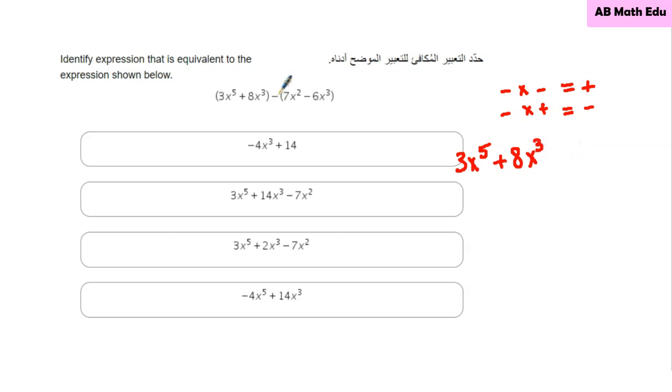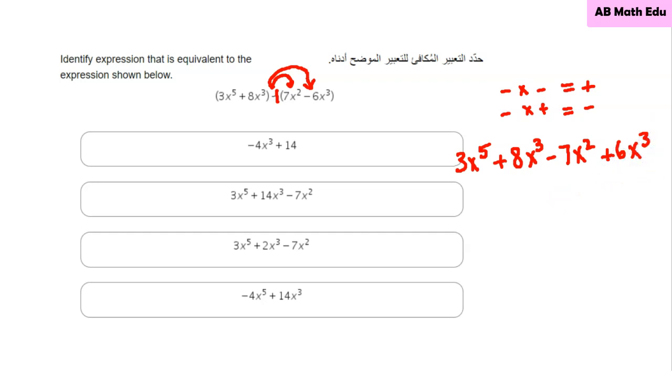And here is minus. If we are looking at it individually, we say negative. So there's negative 1 outside here and it's multiplying this one. So negative 1 times 7x squared is going to be negative 7x squared. And then the same thing is going to go here. So negative times negative is supposed to be positive. So negative 1 times negative 6x cubed is going to be positive.